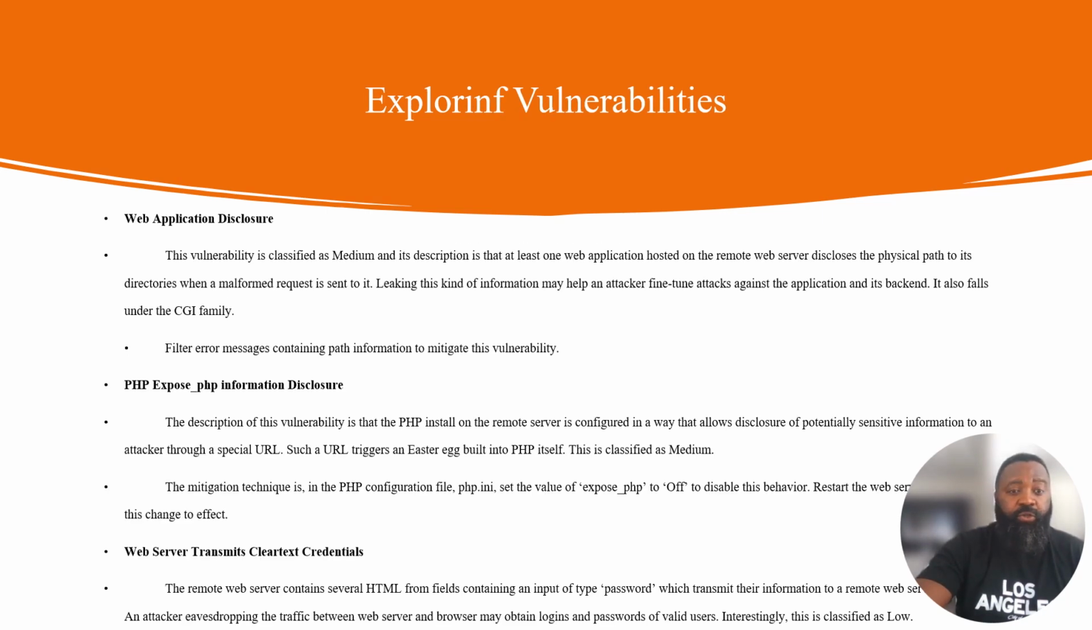Web application disclosure. This vulnerability is classified as medium, and its description is that at least one web application hosted on the remote web server discloses the physical path to its directories when a malformed request is sent to it. Leaking this kind of information may help an attacker fine-tune attacks against the application and its back end. It also falls under the CGI family. To mitigate this, filter error messages containing path information.